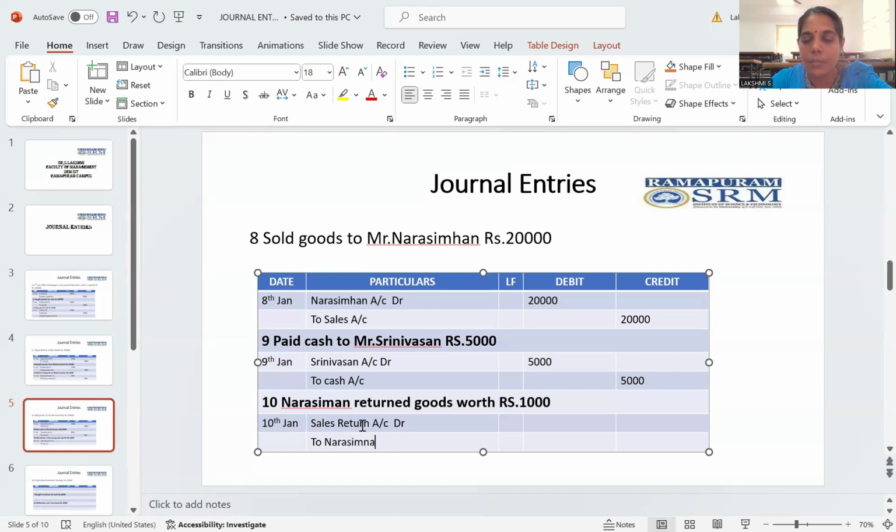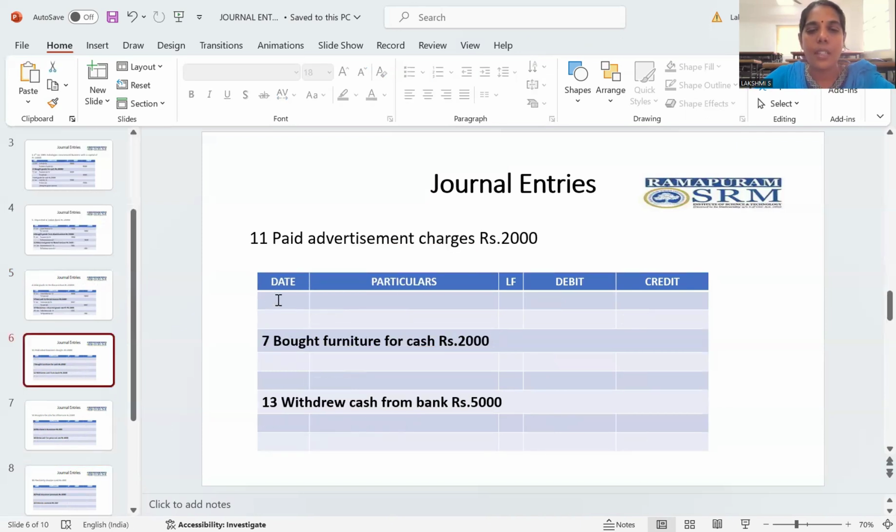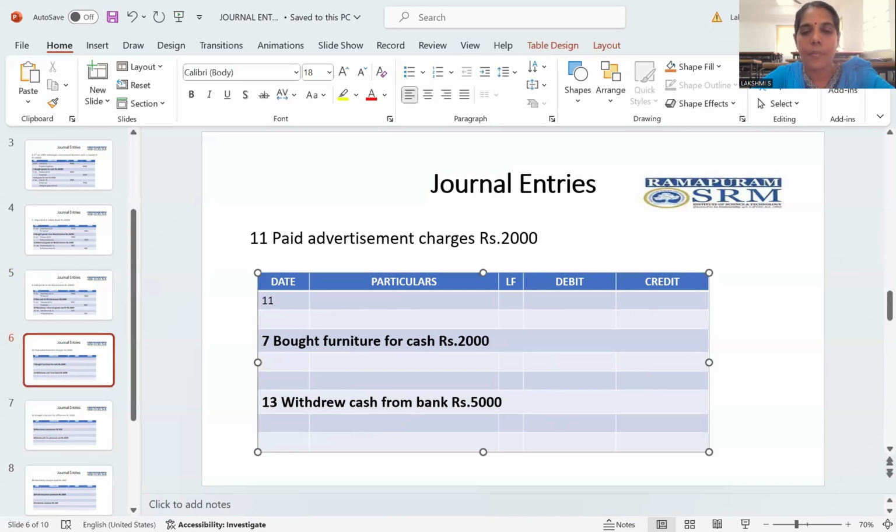Narasimhan account, 1,000, being the goods returned from Narasimhan for rupees 1,000. The next entry is 11th January, paid advertisement charges. We paid advertisement charges. That means cash goes out of the business, so to cash account.